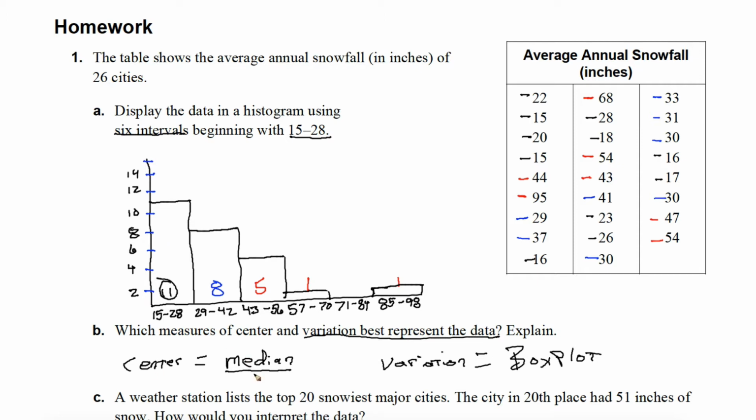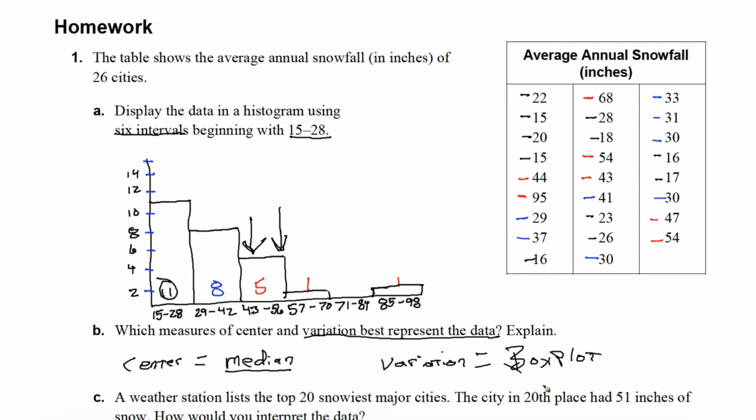A weather station lists the top 20 snowiest major cities. The city in the 20th place has 51 inches. How would you interpret that? Now, sorry, that's off the screen. That's letter C. The reason I didn't move it up is because we need to be able to see this. So it's got 20th place, it's got 51 inches. That means it's right here, about 51 inches, somewhere in this bar. So what does that tell me?